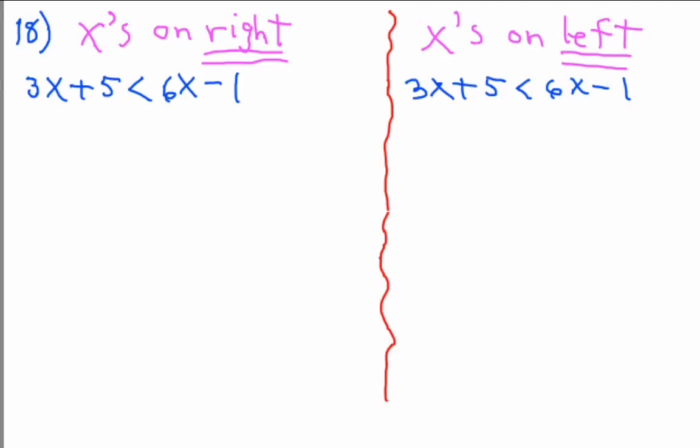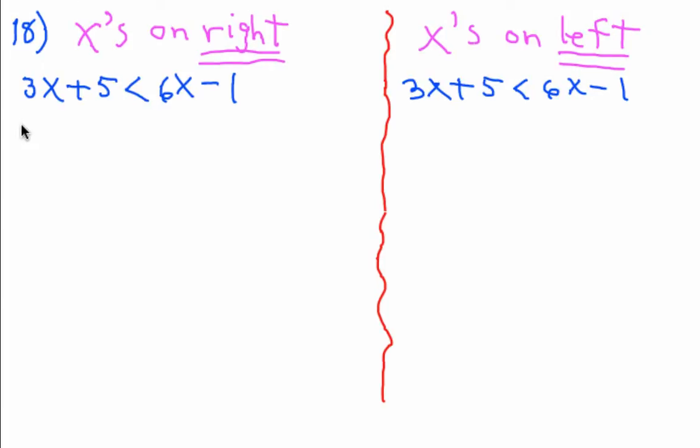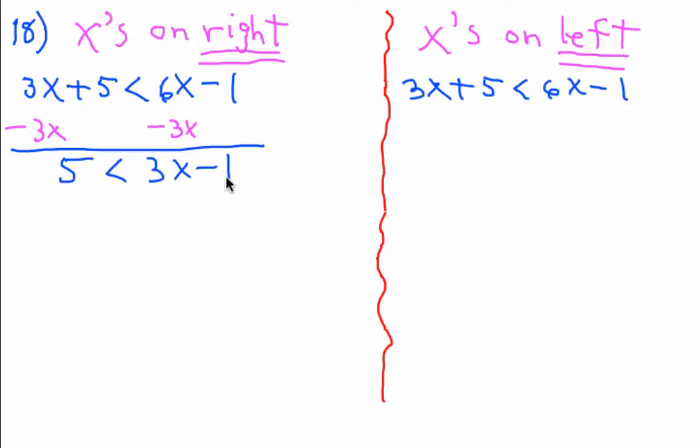Now we can solve the inequality by placing the x's on the left or on the right. We'll do each. Keep in mind that the method used to solve these is very similar to the methods we use for solving equations. Let's begin by solving for x by placing the x's on the right-hand side. So we'll subtract 3x from both sides, and we'll get 5 is less than 6x minus 3x, or 3x minus 1.